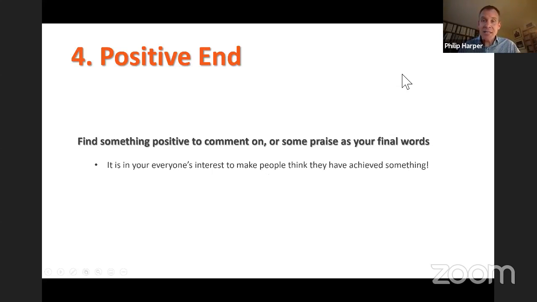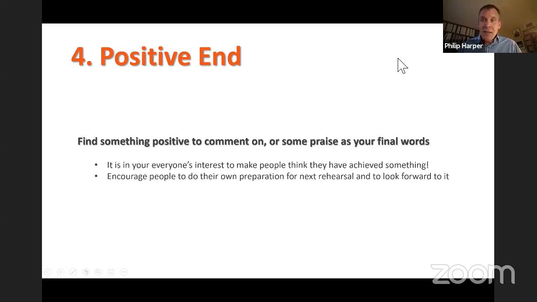It's in everyone's interest to make people think they've achieved something. If they come rehearsal after rehearsal and they don't think they've achieved anything, they're less likely to come to the next rehearsal. One thing you can do positively is encourage people to do their own preparation for the following rehearsal. And also to look forward to it. So if you've got some plans you might want to reveal for the following rehearsal, we're going to look at this piece, or we're going to start looking at this piece, or we're going to do this or that, then it all helps with the sort of positive end to the rehearsal. So that's the fourth element of running a great rehearsal.